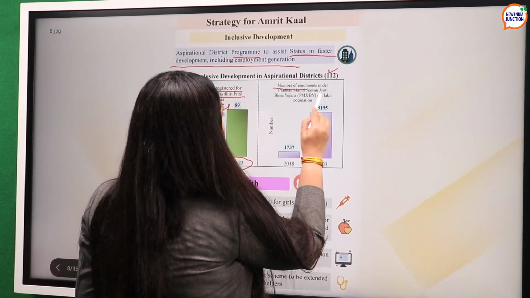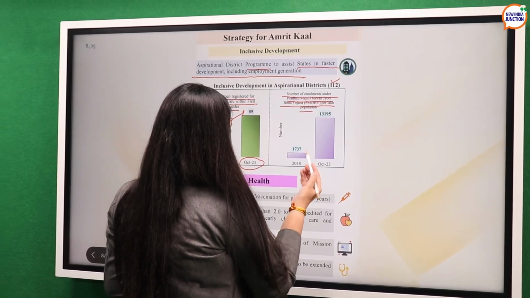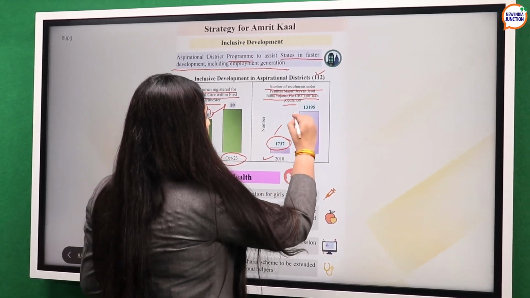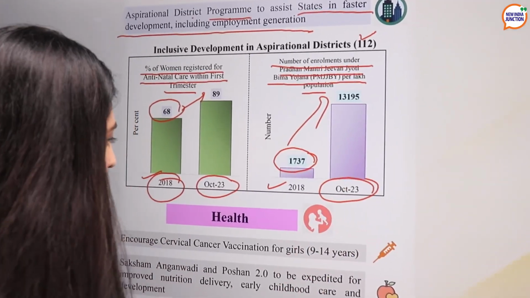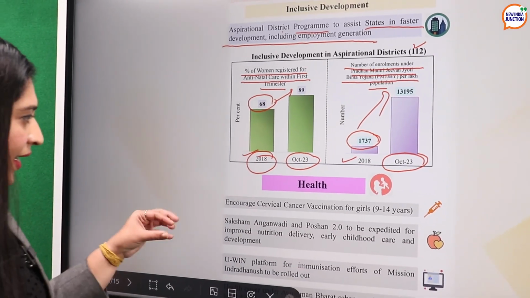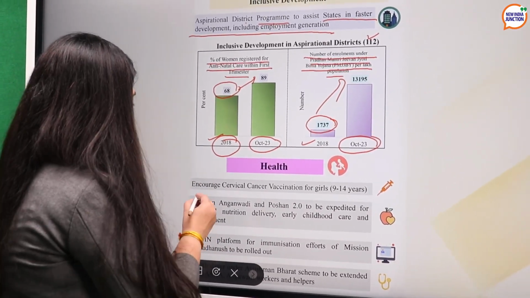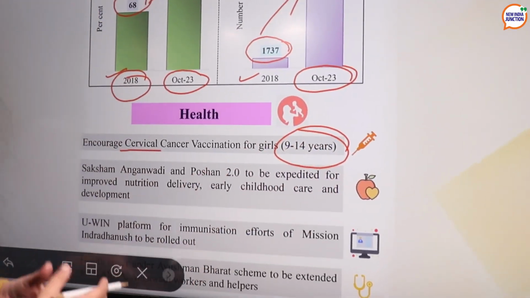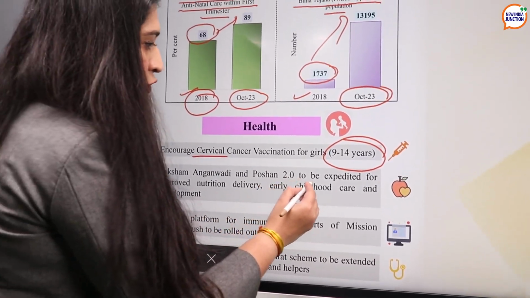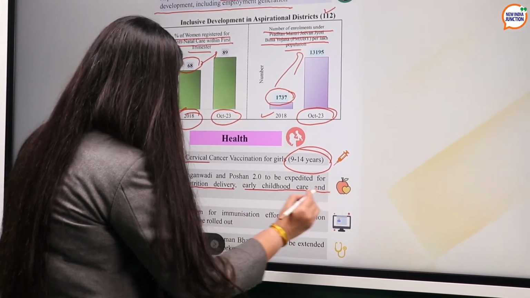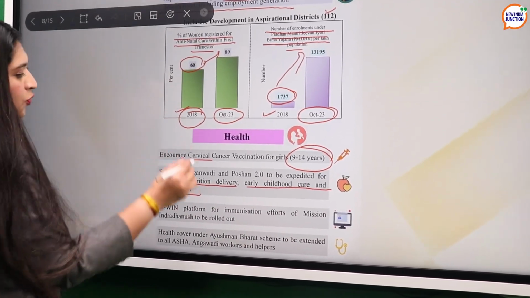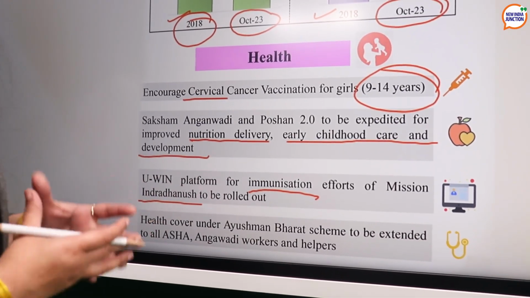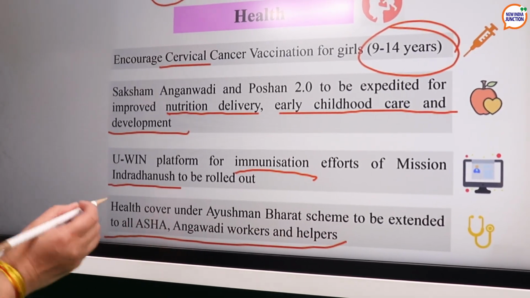Also, the number of enrollments under Pradhan Mantri Jeevan Jyoti Bima Yojana per lakh population was around 1,737 in the year 2018, which has now increased to 13,195 in October 2023. Also, a lot of focus has been laid on health, especially of women. So, cervical cancer vaccination is to be encouraged for girls between the ages of 9 to 14 years. Saksham Anganwadi and Poshan 2.0 to be expedited for improved nutrition delivery, early childhood care and development. Then the U-WIN platform for immunization efforts of Mission Indradhanush to be rolled out, and also health cover under Ayushman Bharat scheme to be extended to all ASHA, Anganwadi workers and helpers.